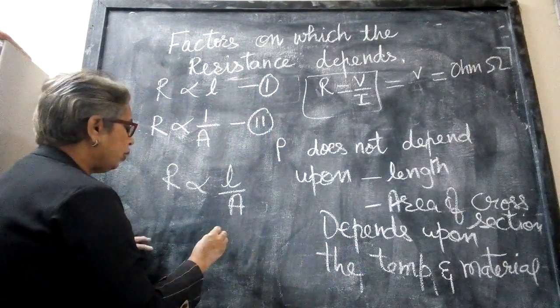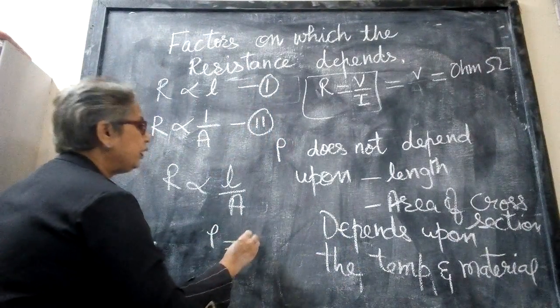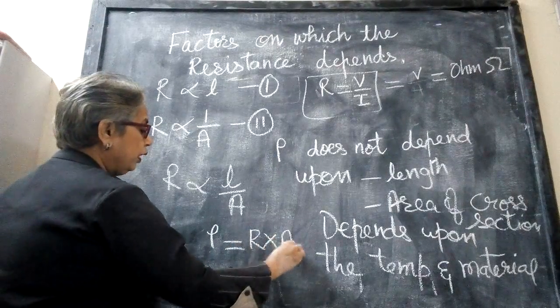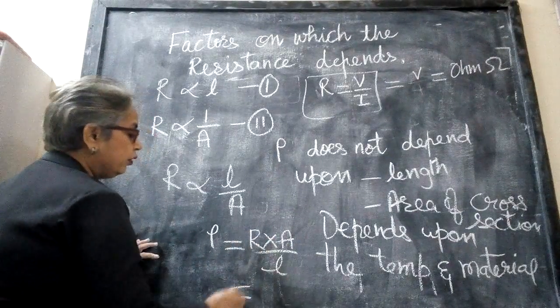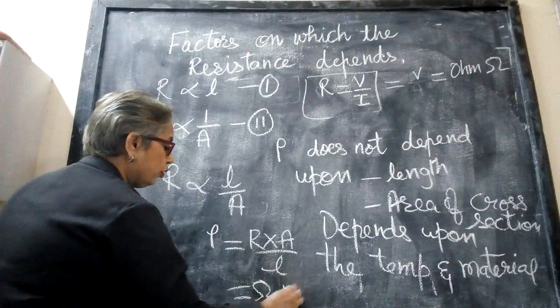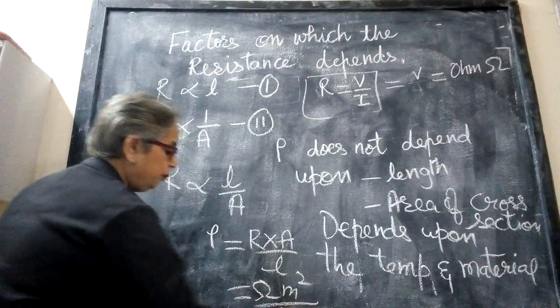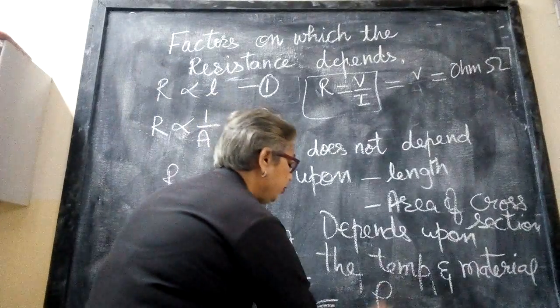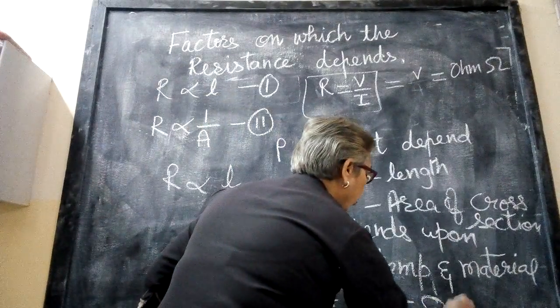We should also talk about the units. So resistivity is equal to what? R into A upon L. So ohm square meter upon meter. So meter, this will cut. So units of resistivity rho are ohm meter.